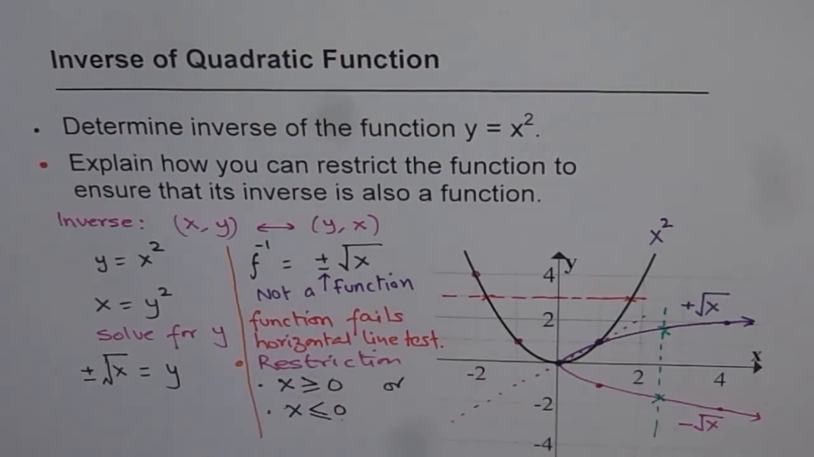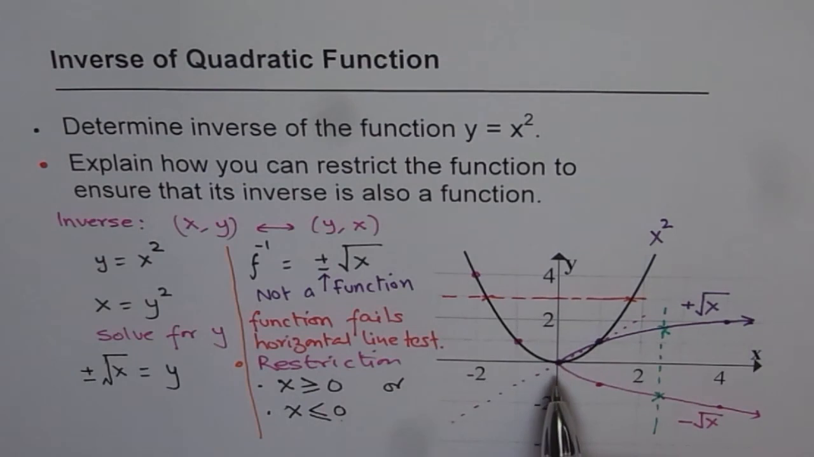So the key lies in restricting the domain of the function. And the best point to select for a quadratic function is its vertex itself. From the vertex, you can select either the right side or the left side to give the maximum domain for which the inverse will be a function.